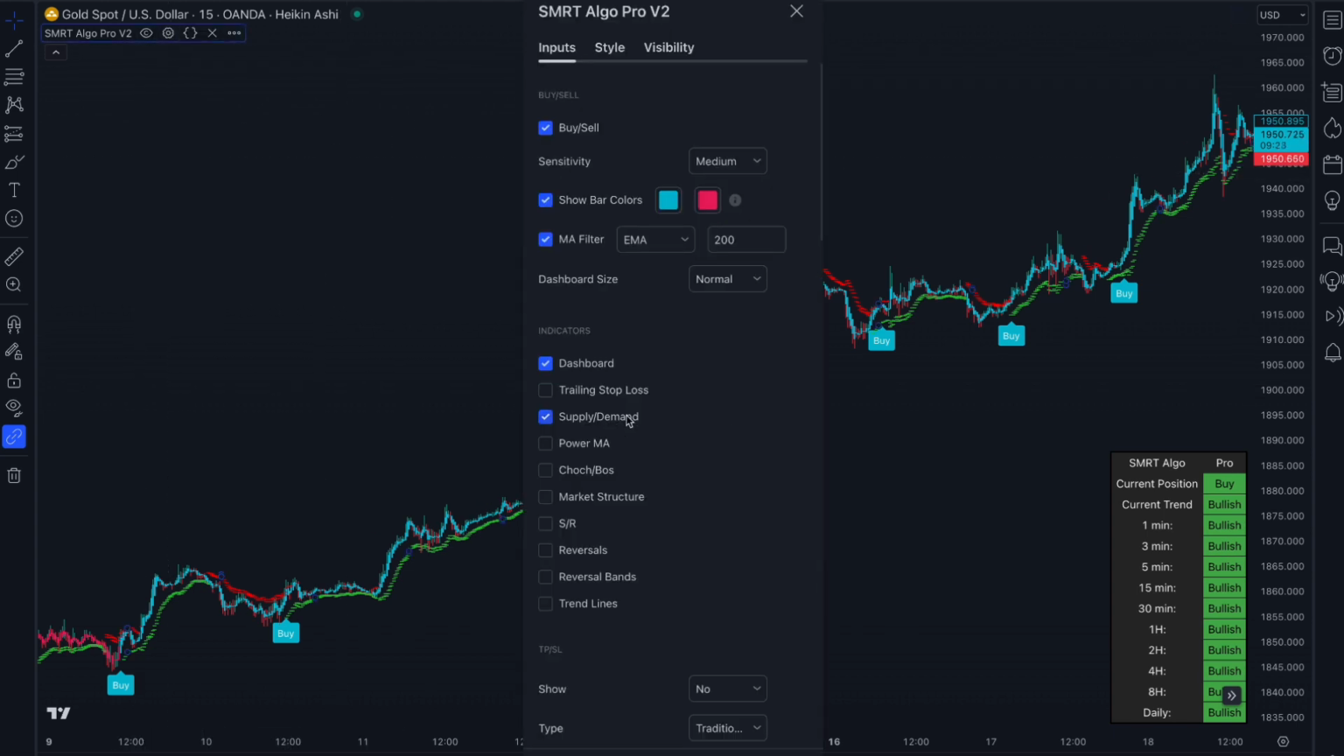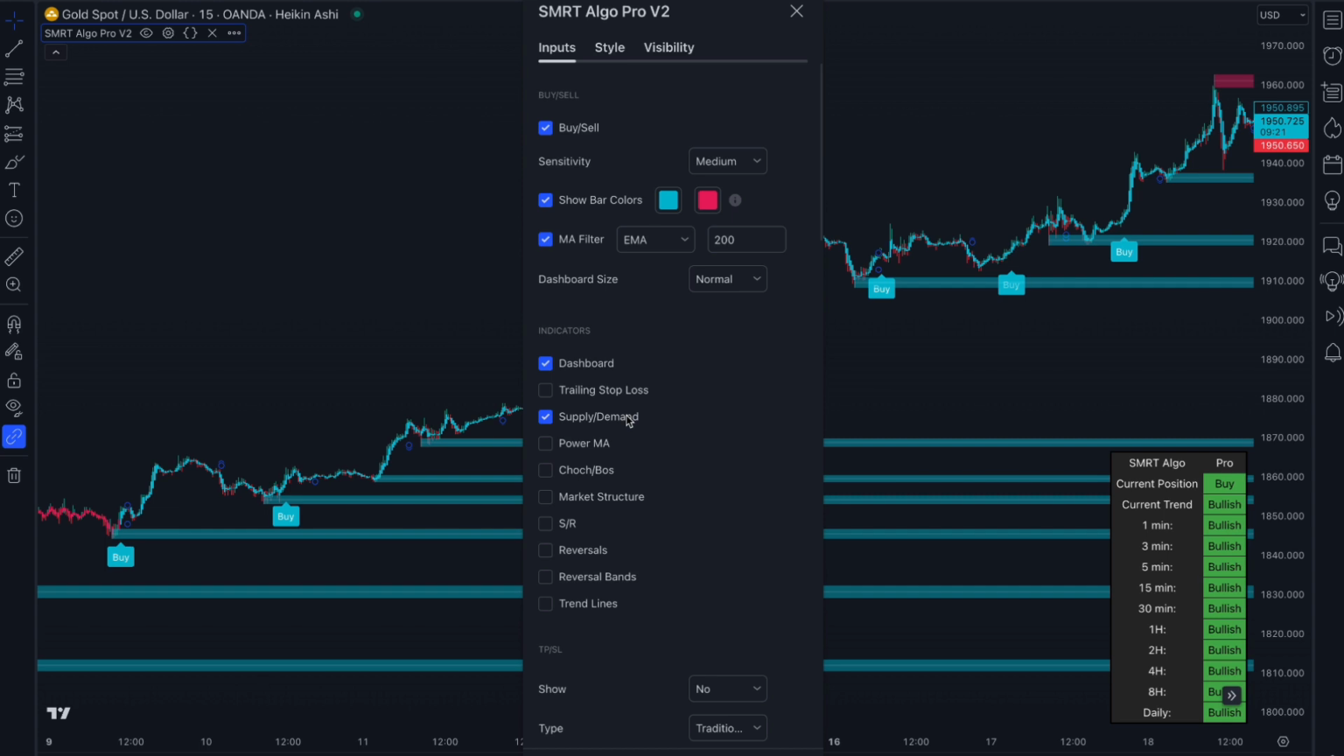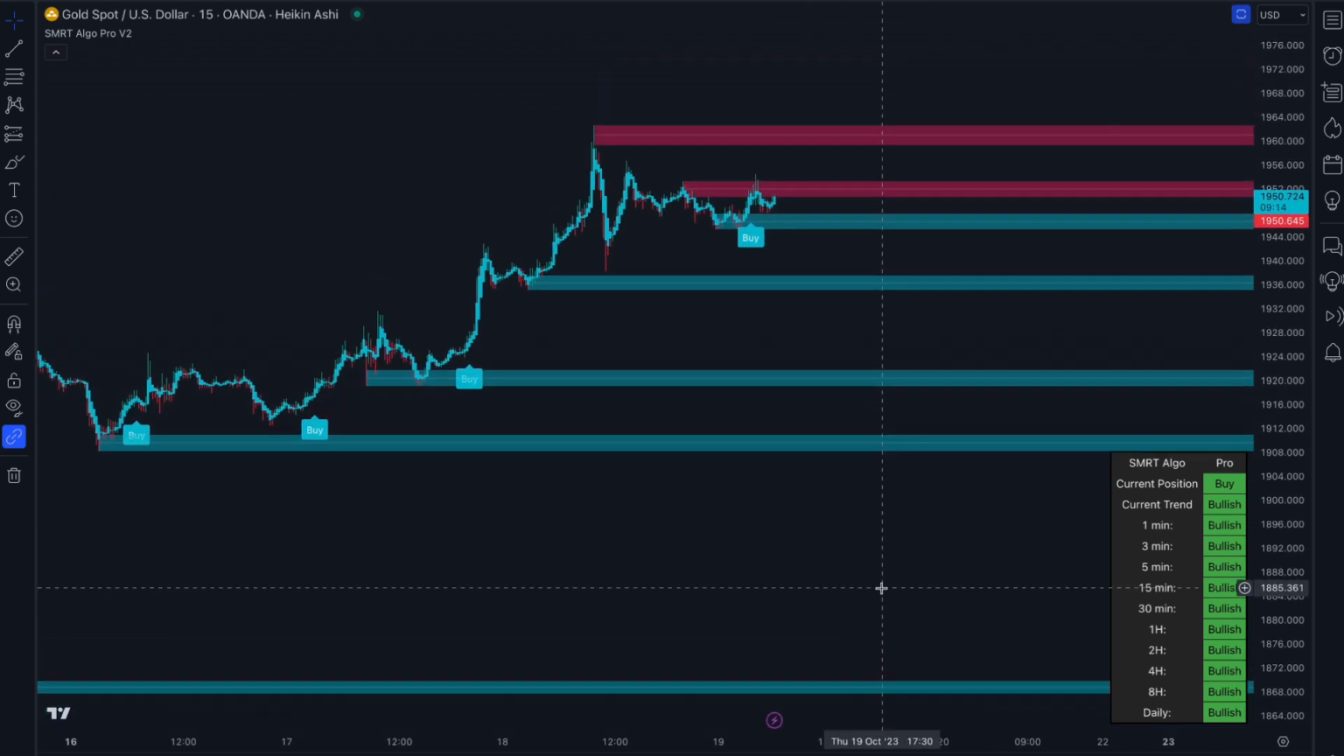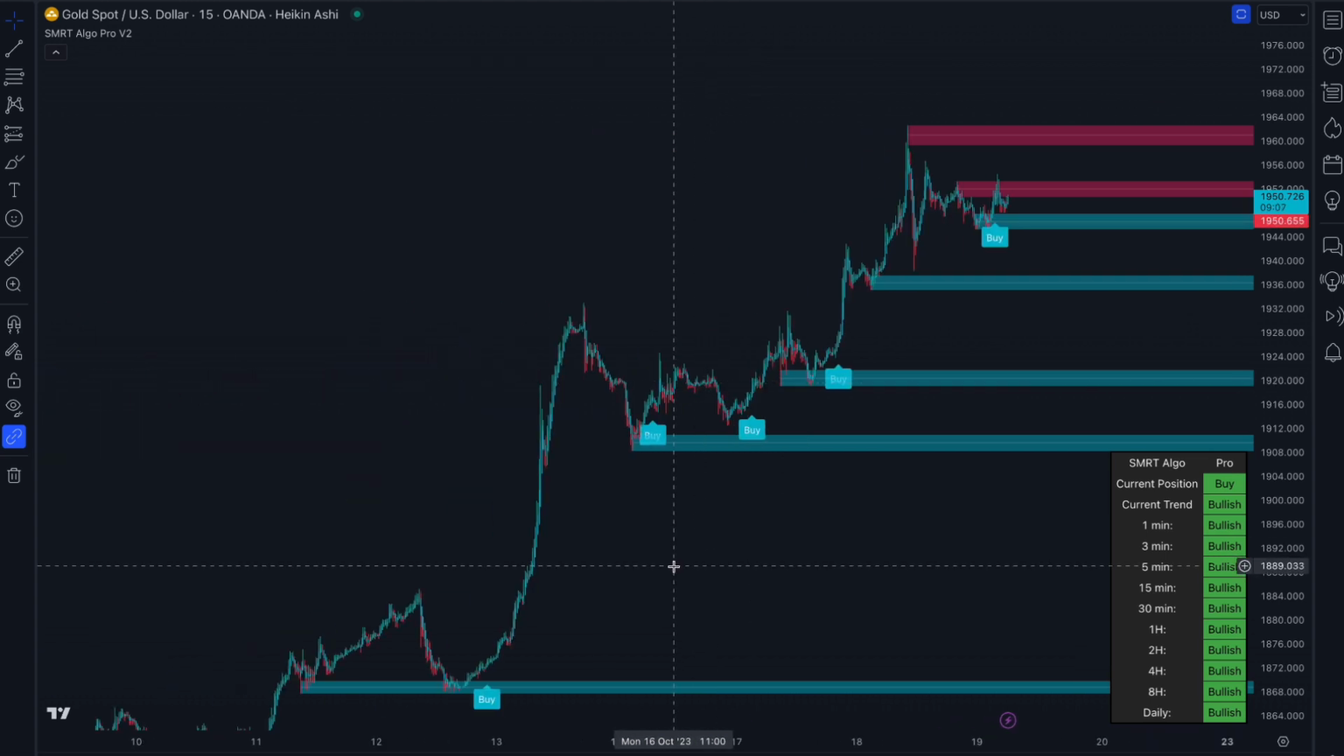The supply and demand indicator is for the smart money concept traders, the SMC traders. You can see that the blue rectangle zones represent areas of demand and the red zones represent areas of supply. You can use this as an area of entry or double confirmation.